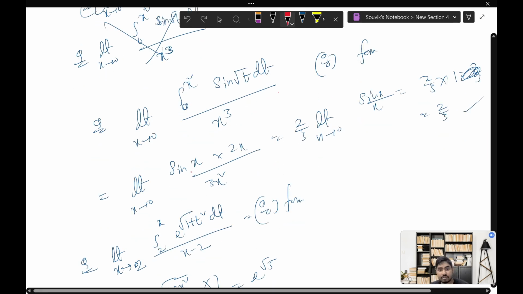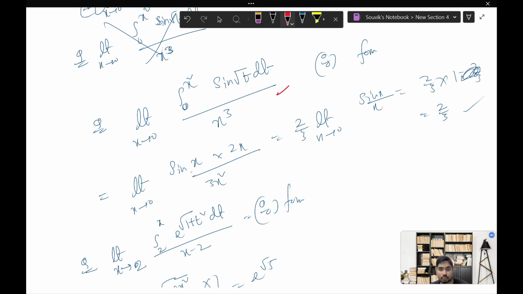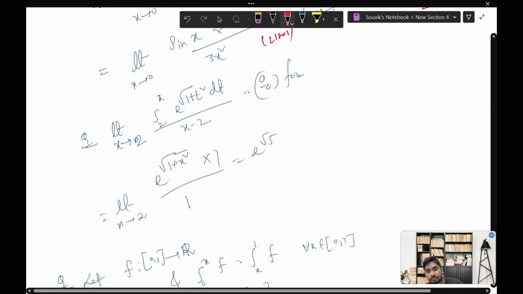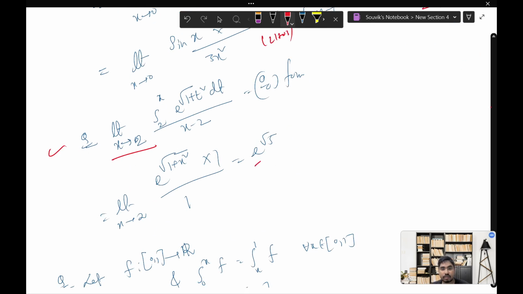So the integral of x squared sine root e x squared is a 0 by 0 form. We did the derivative with L'Hopital's rule, and this is equal to x. And then the next one goes to the root of 5. Same technique, using L'Hopital's rule.